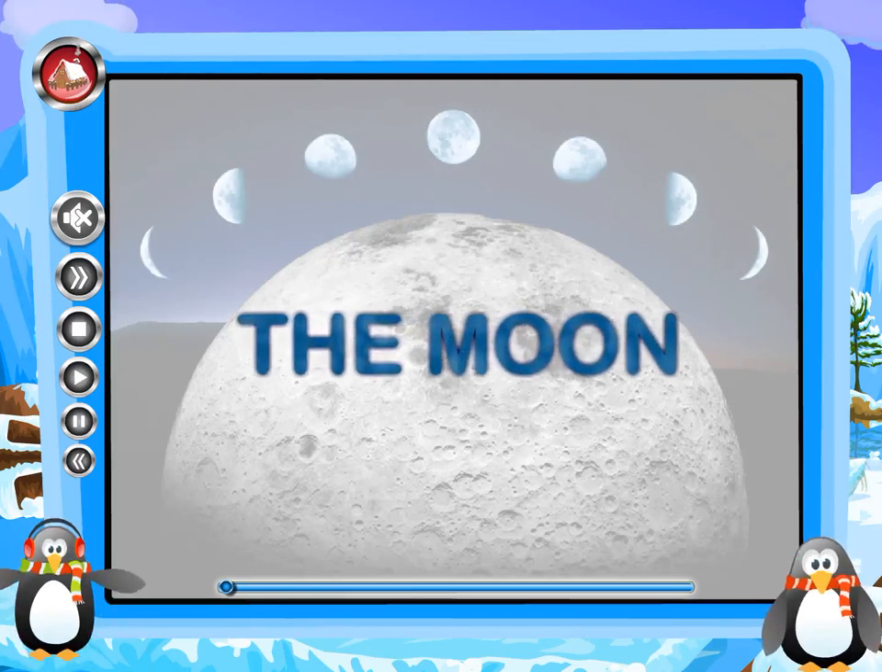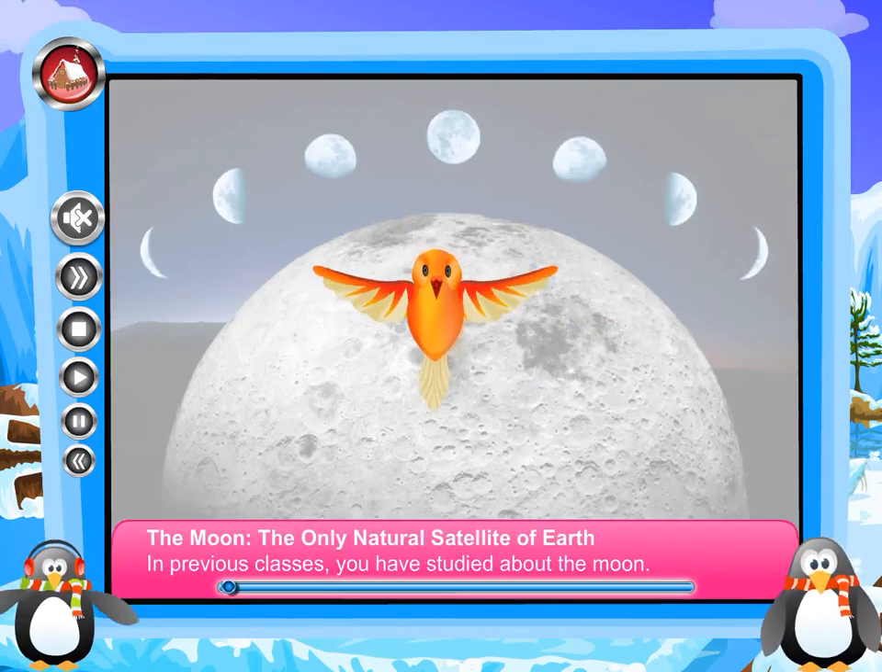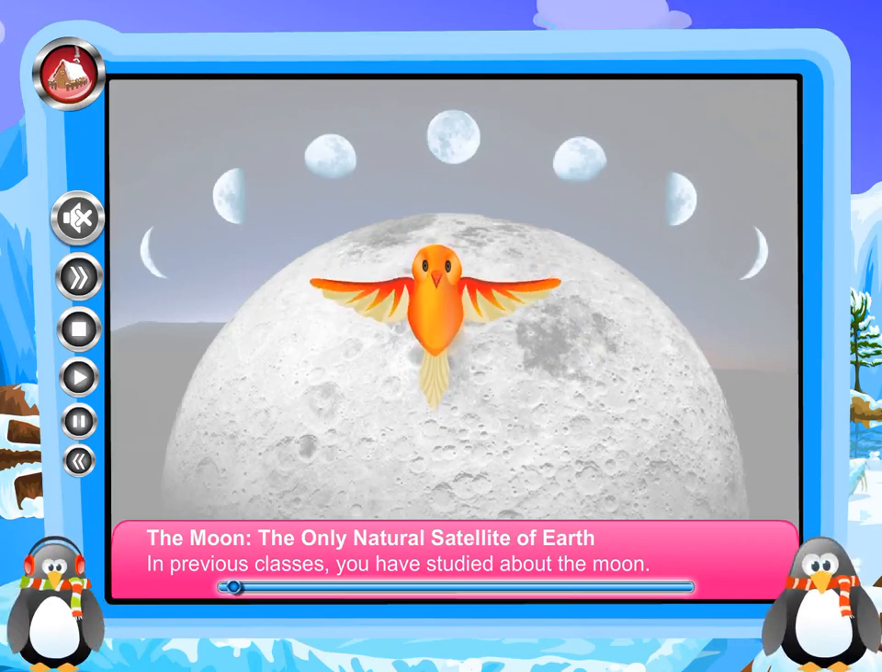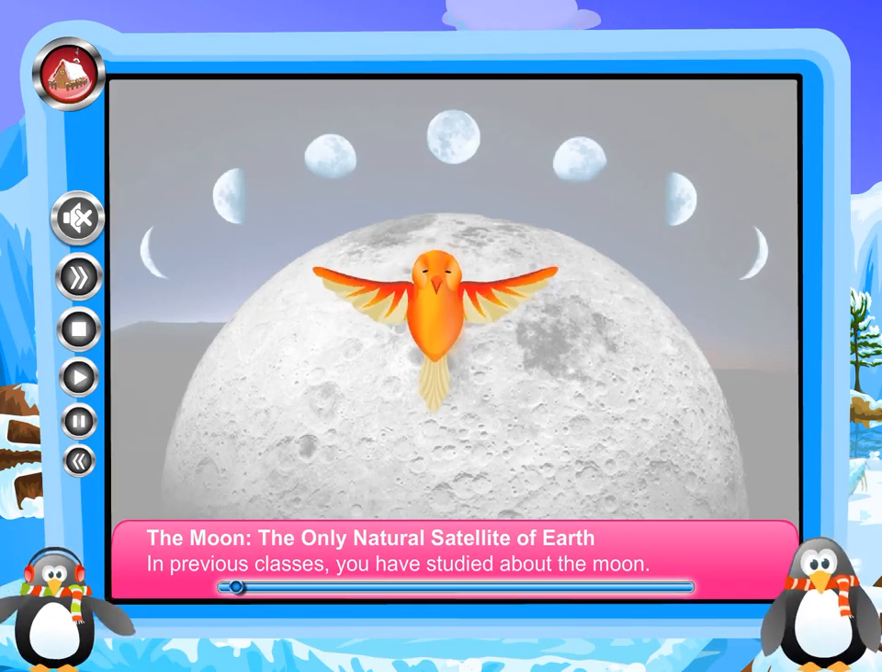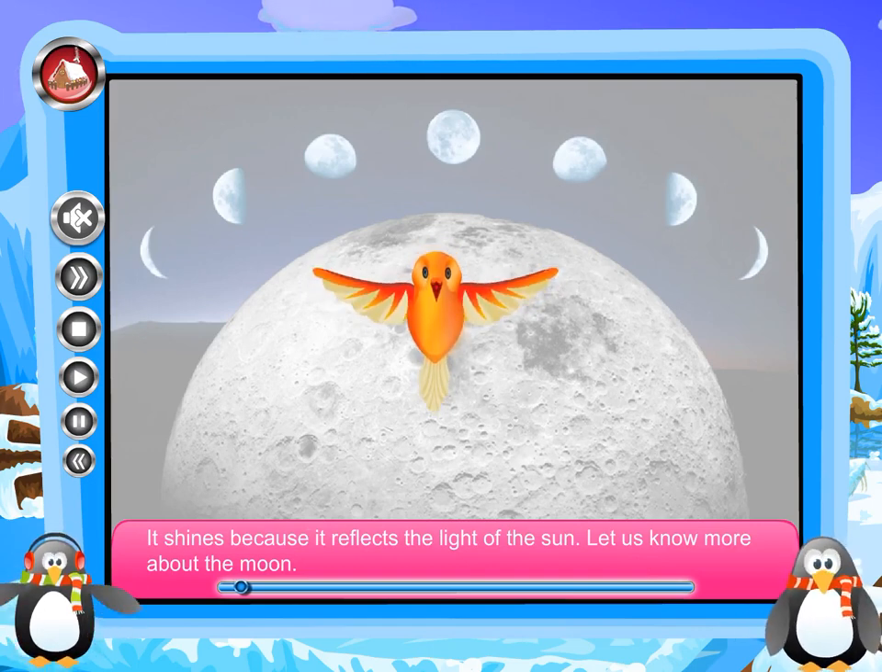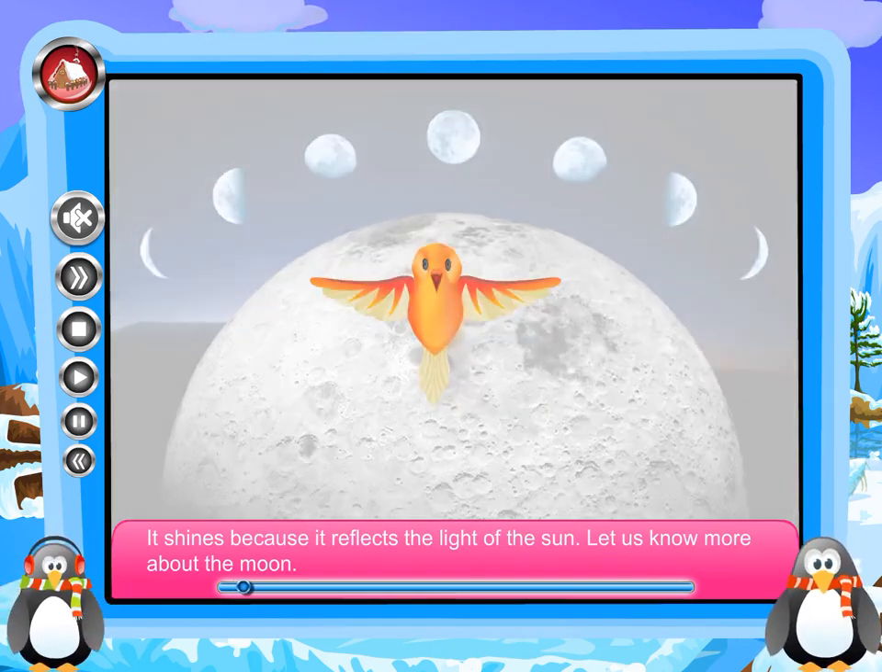Chapter 9. The Moon. The Moon, the only natural satellite of Earth. In previous classes, you have studied about the Moon. It shines because it reflects the light of the Sun. Let us know more about the Moon.